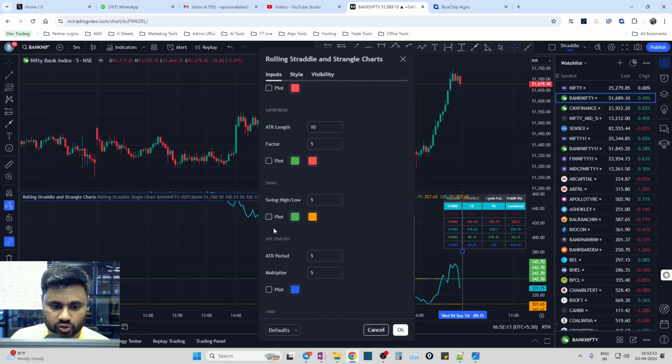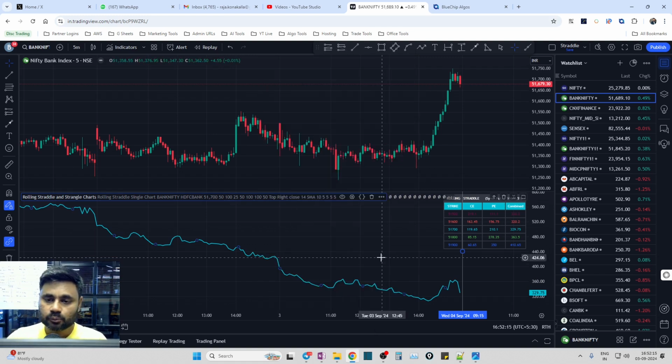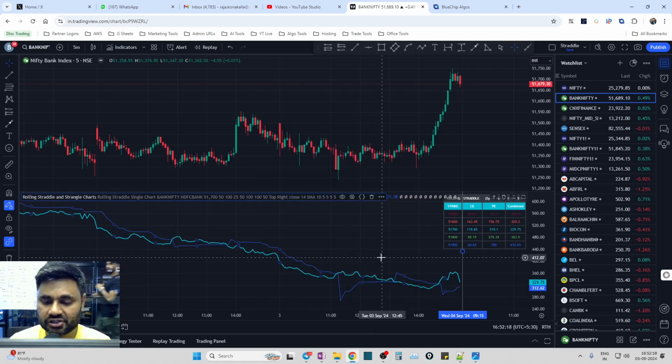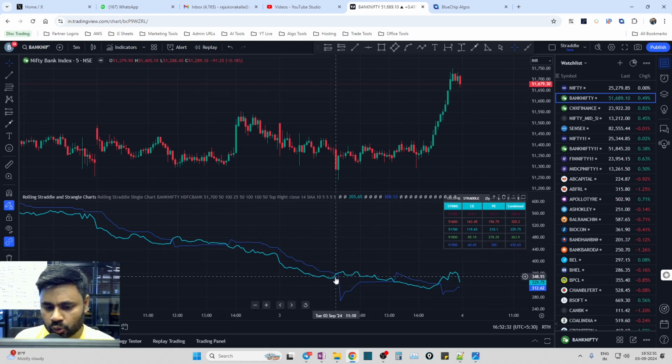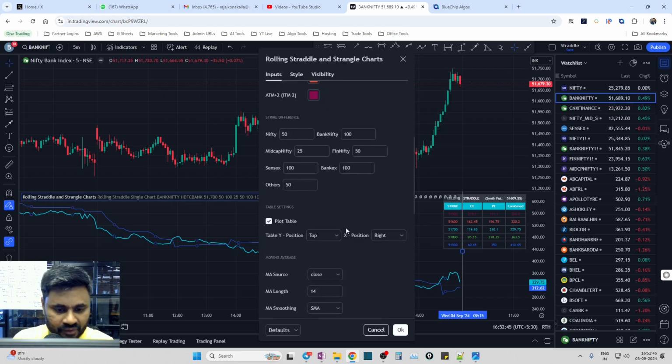And then we also have ATR stop loss. ATR stop loss is a very famous indicator, especially to know when to exit. Of course people use it for entries also, but for exits it's very handy. It's also just like a moving average line. Once you have taken a short position, you will know when to exit. If the straddle line is going over the ATR line, probably that's the time to exit.